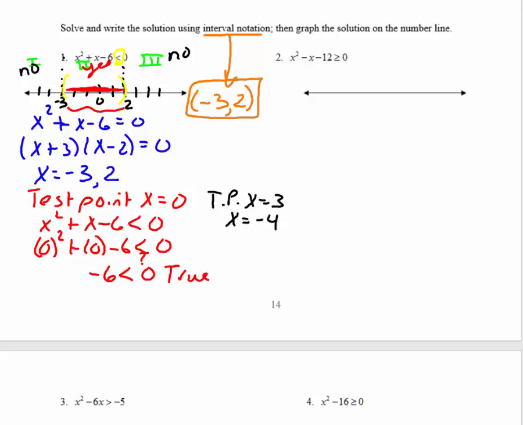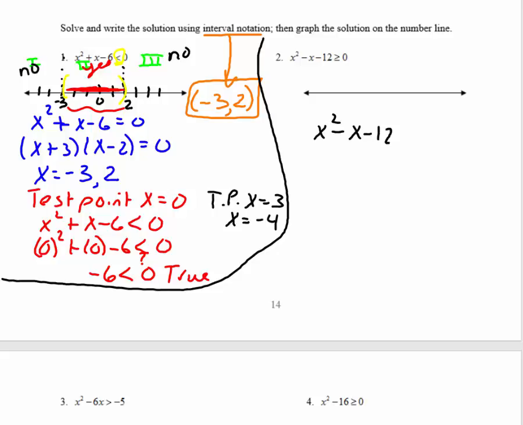Number 2, x squared minus x minus 12 is greater than or equal to 0. First step is to pretend we have an equal sign. So we're going to have x squared minus x minus 12 equals 0. We'll try and factor it. The factors of negative 12 that add to negative 1 are negative 4 and 3. So we get x minus 4 and x plus 3 equaling 0. Setting each factor equal to 0, I would get x equaling 4 and x equaling negative 3.